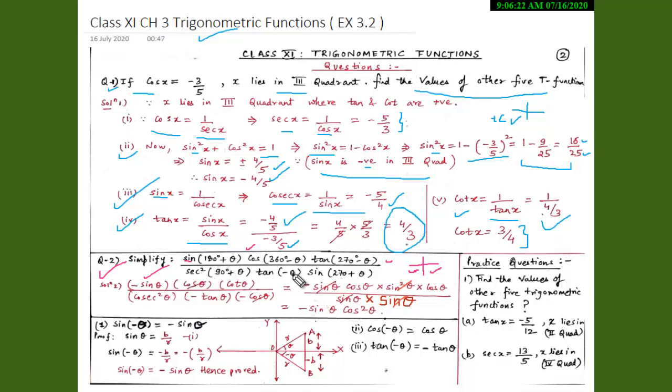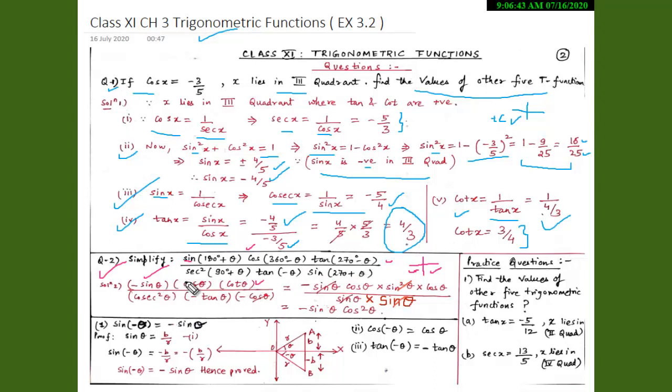So cos 360 degree minus theta is equal to cos theta. Then tan 270 degree minus theta lies in the third quadrant, and we know that in 270 degree, tan changes into cot. In the third quadrant, tan and cot are positive. Therefore, we get cot theta.